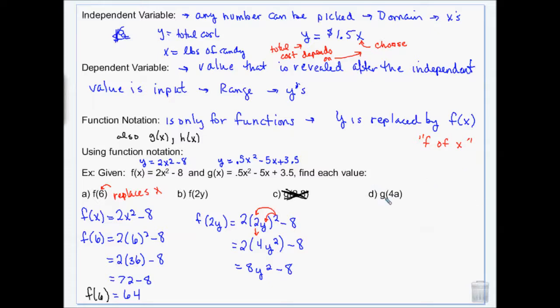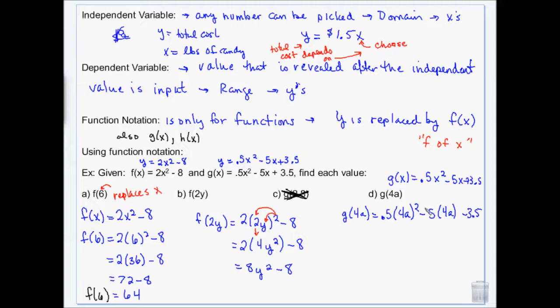So we'll do this one again with the 4a because that's why I crossed out the one with the number, because I think the ones with the variables are more challenging. So this one though is g of 4a. So g of x is that 0.5x squared minus 5x plus 3.5. Sorry to make that so squishy. So instead of x, I'm going to put 4a. So g of 4a is going to be 0.5 times 4a, and then that's squared, minus 5 times 4a plus 3.5.